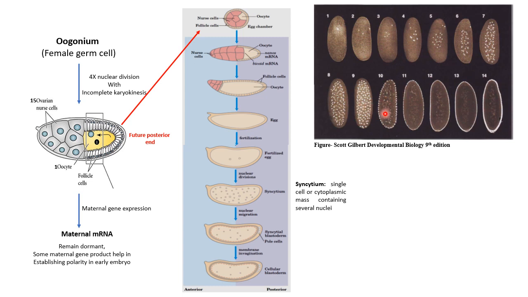By the end of the 10th division, almost all the nuclei have reached the periphery. After the 10th division, 4 more nuclear divisions will occur, but at a much slower rate than the previous 10 nuclear divisions. So by this time, this is known as the cellular blastoderm. After this 13th division, the membrane invagination occurs.